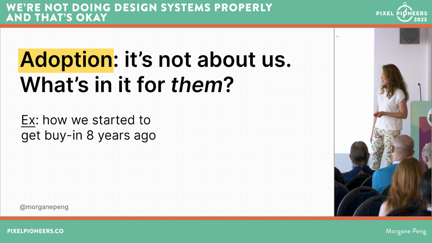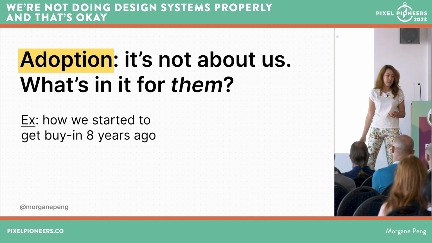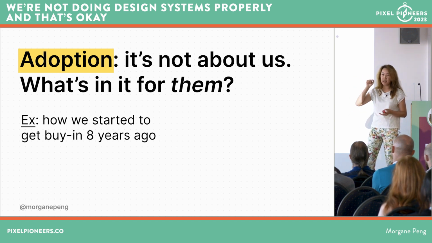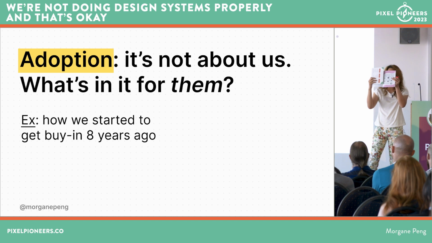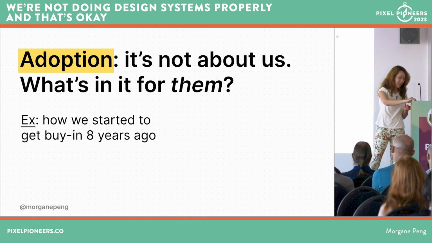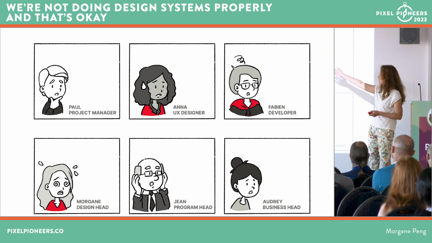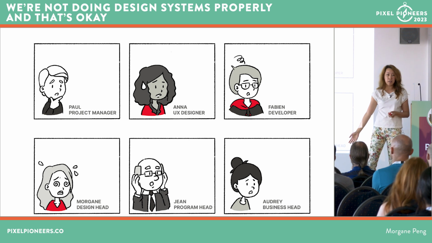Maybe to illustrate this, I'll share how we actually dealt with adoption 8 years ago when we started to have a design system. I'm conscious that the text is going to be small, but I think the doodles are also in the little zine that you have, which is this page. So you can read it there as well. Little plug for Zero Height here. But yeah, so essentially we had project managers, designers, developers, design head, program head, business head. And you wouldn't go to them with the same arguments.